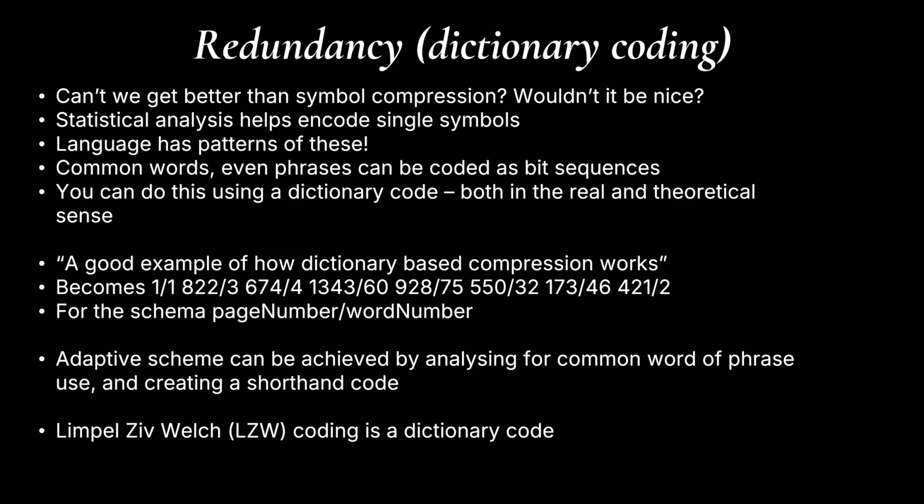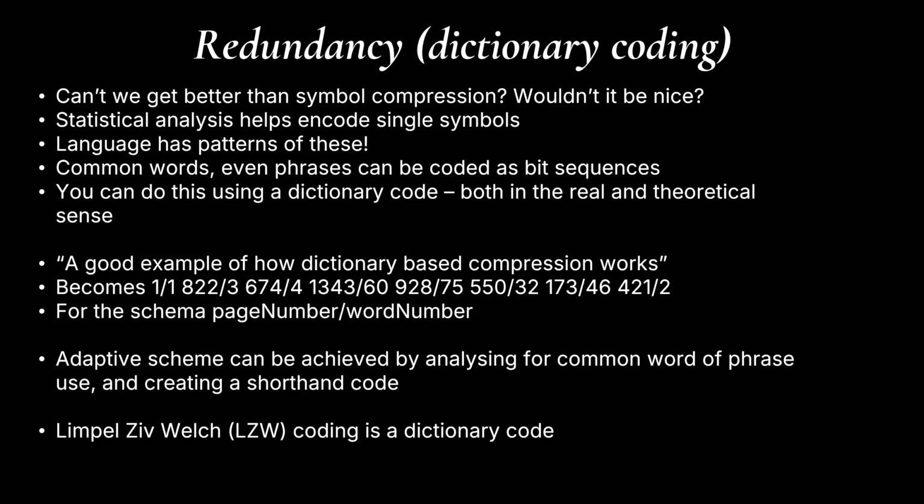So statistical analysis of individual symbols helps you encode single symbols, and it will help you encode instances where you've got the same letter lots and lots of times in a piece of text. But language and other data types have patterns. Patterns are very common, which is why if you have things like bitmaps with recurrent patterns, the compression is better because it uses essentially a dictionary building system.